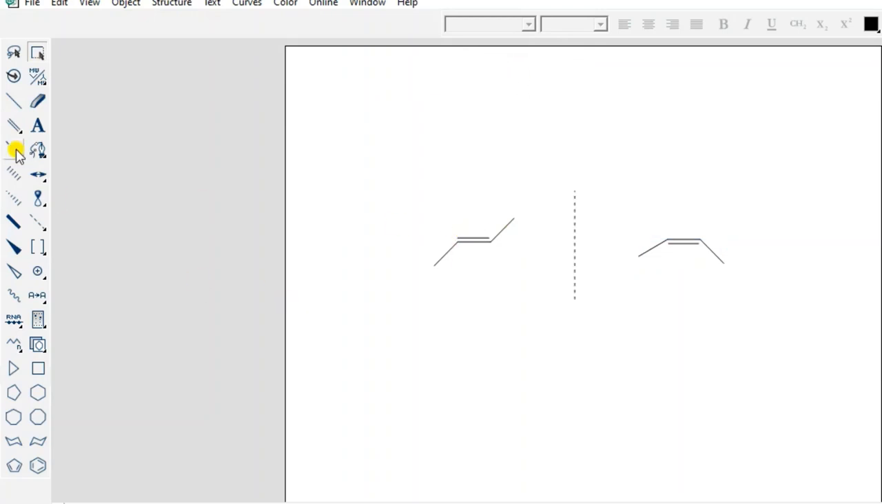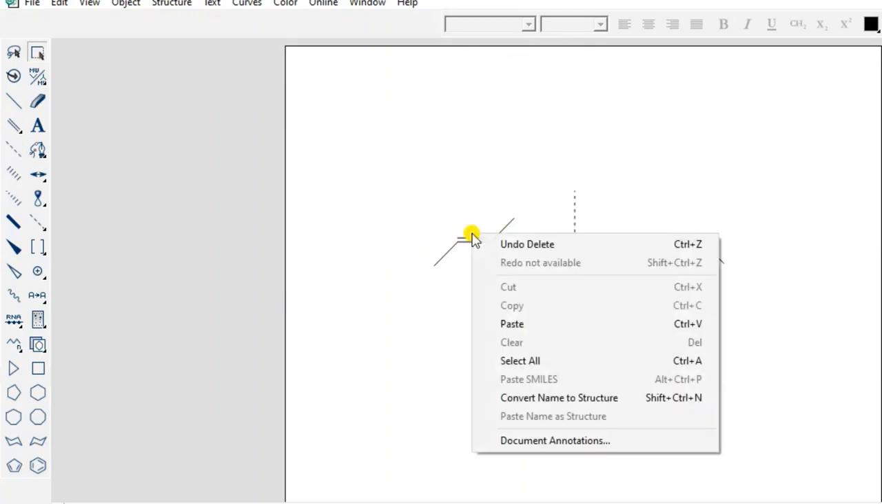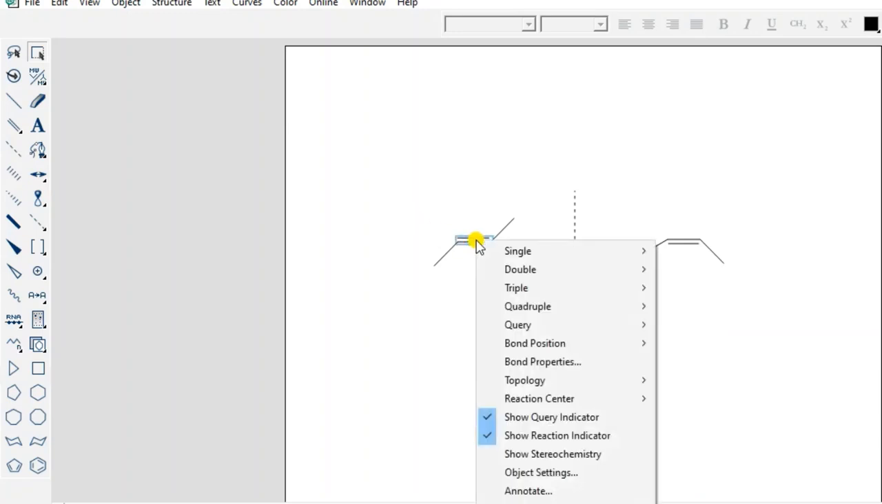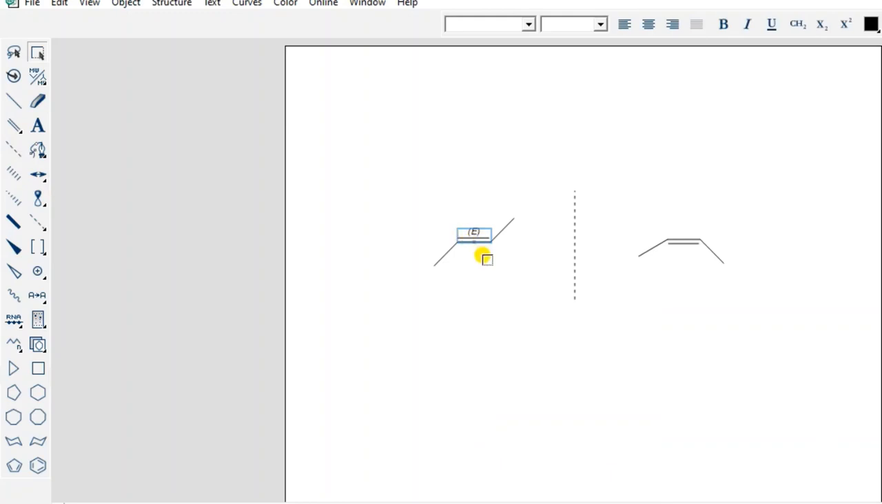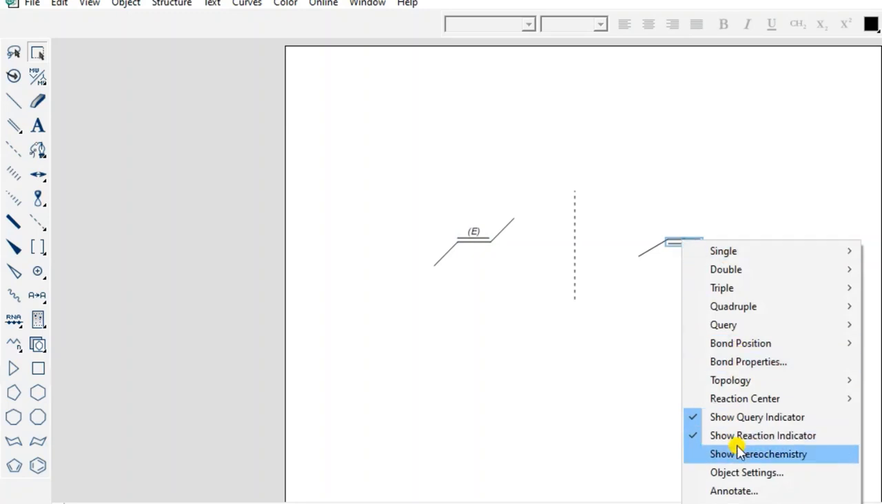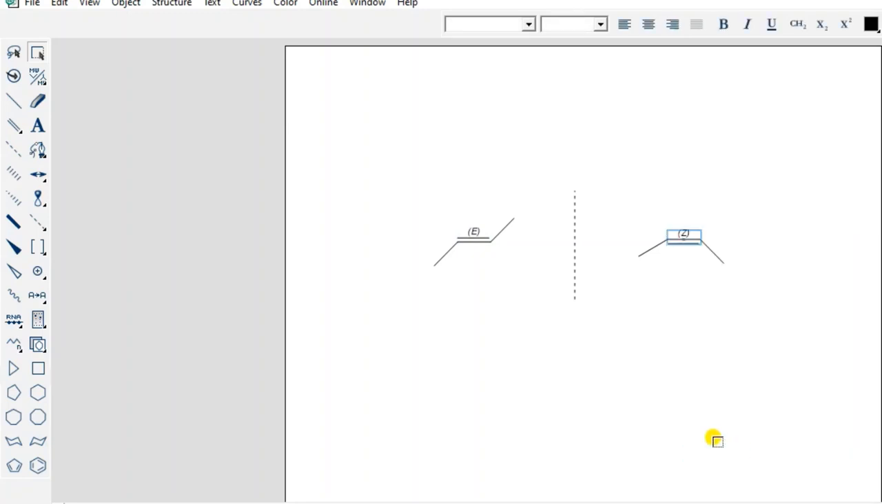If I have to find the EZ notation of this particular molecule, I will click on it and click on show stereochemistry. Its stereochemistry is E, and for this one it is Z. When the top priority groups are on opposite sides of the double bond, it is E. If the high priority groups are on the same side, it is Z. This is how we can find the stereochemistry for any particular structure.